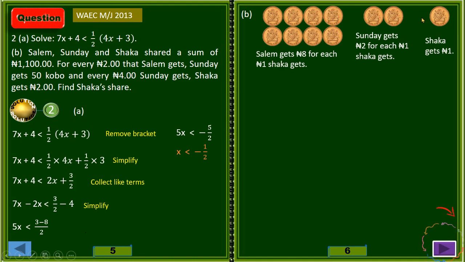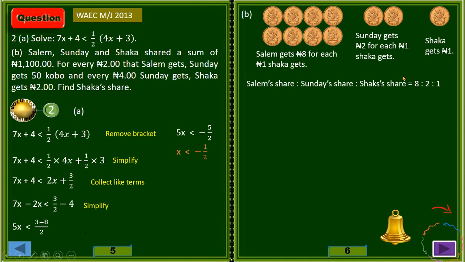So now this gives us the fraction. Salim 8, Sunday 2, Shaka 1. So we'll now write out their ratios. It will be 8:2:1.